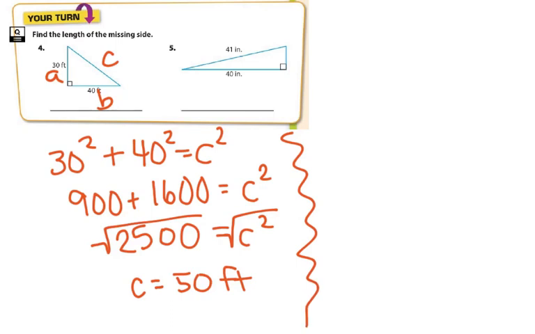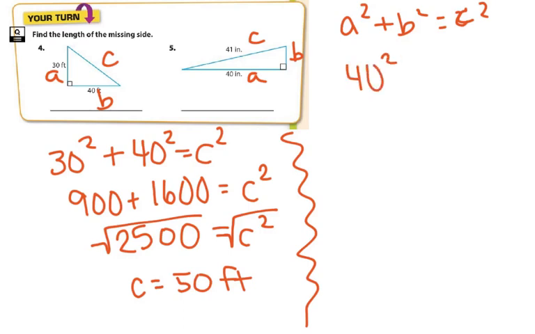Now let's move on to the other problem. I'm going to identify my hypotenuse first, and I know that's across from the right angle. So my 41 inches is my c. So that means that this guy can be my a, and this guy can be my b, and I'm actually trying to find out what b equals. So a squared plus b squared equals c squared is my formula. And so I know that 40 squared plus b squared equals 41 squared.